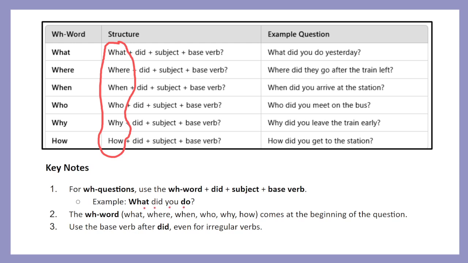What did you do? And we use the base verb after did, even for irregular verbs. Remember, the verb does not change. What did you do yesterday? Where did they go after the train? When did you arrive at the station? Who did you meet on the bus? Why did you leave the train early? And how did you get to the station?